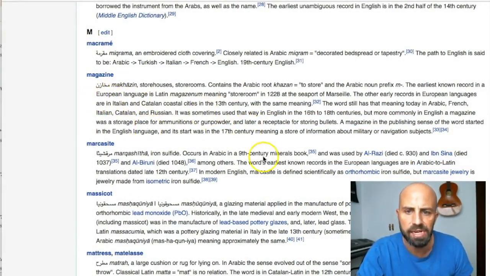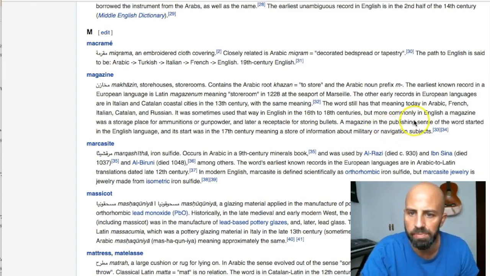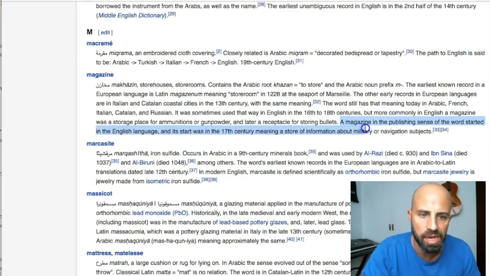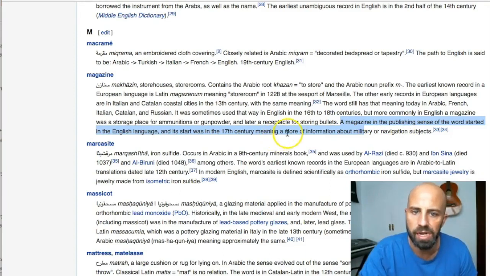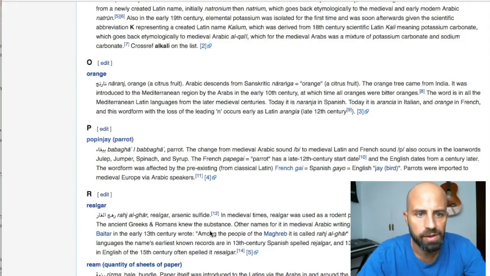But that's a magazine. I'm not sure where it comes from, like from the magazine that we read. A magazine in the publishing sense. Here we go. How about that? Read on, Jesse. A magazine in the publishing sense of the word started in the English language, meaning a store of information about military or navigation subjects. How about that? Two more pages.